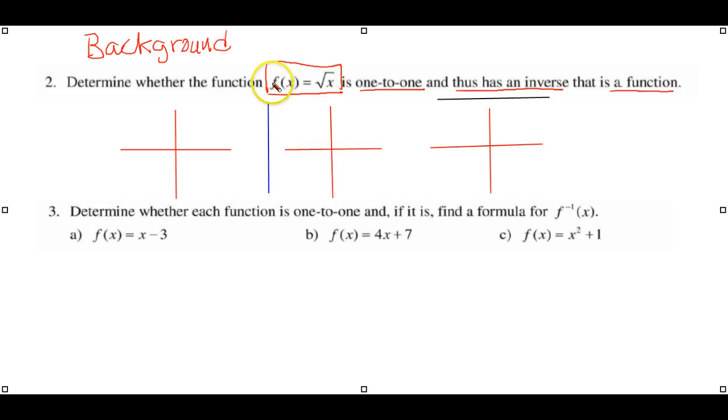Well, if we were to graph this function on a graphing calculator, it looks like this. Starts at 0, and it goes like so. Now, let's prove that this is a function. Well, we said earlier that if we had a vertical line, which is this blue line right here, and let me draw this on each one of these.